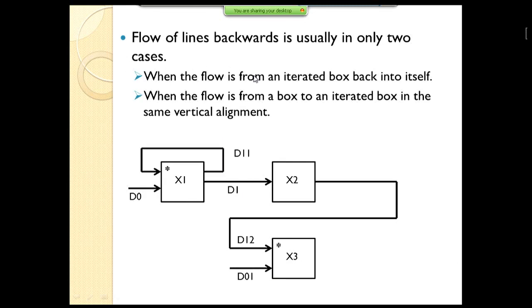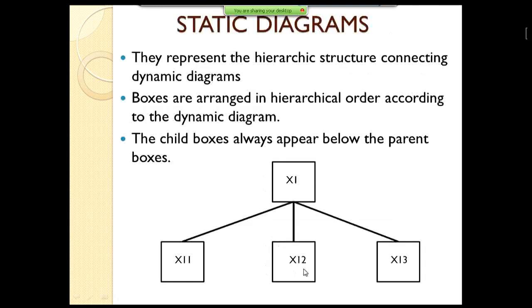Flow of lines backward is usually only in two cases. Once when the flow is from an iterated box back to itself, and the other one is from iterated boxes in the same vertical alignment, because they all occur simultaneously. Here you can see that X1 is the iterated box and it occurs, hence there is a backward flow, and X2 and X3 occur simultaneously, hence there is a backward flow from X2 to X3.